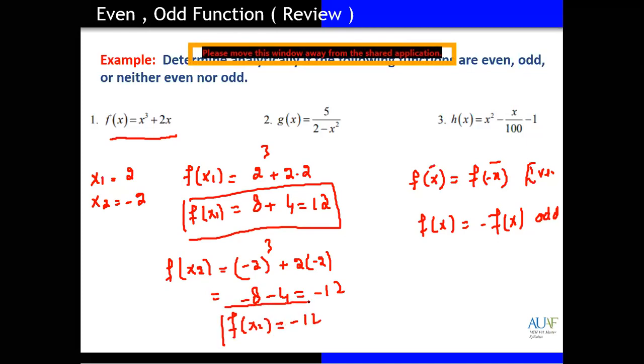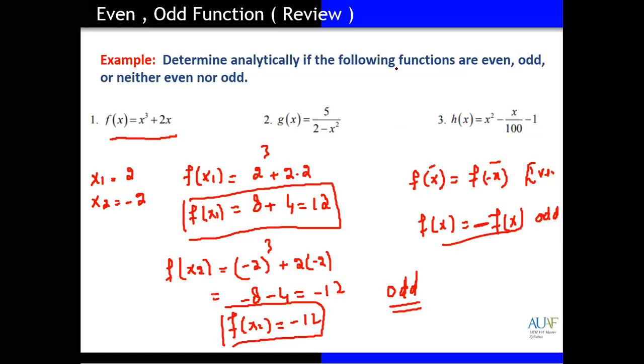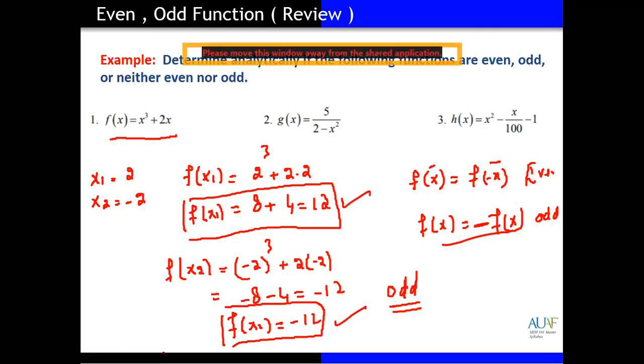So one is plus 12, second one is minus 12. Is this function even or odd? It's odd function because same value with different signs. F of x is equal to minus f of x. When we have minus, that function is actually odd function. One is plus 12 and one is minus 12, odd function. When both are same, both are 12, 12, then even function.